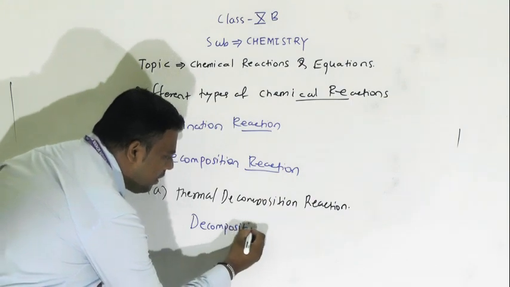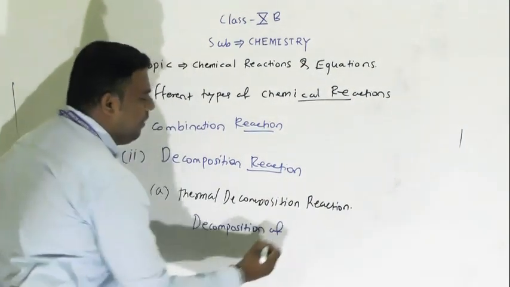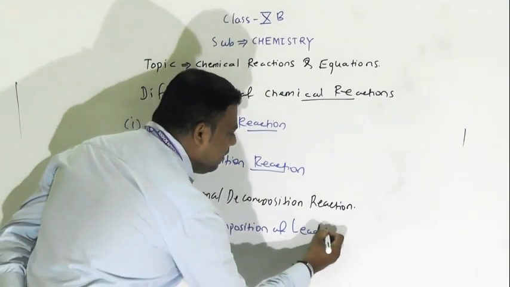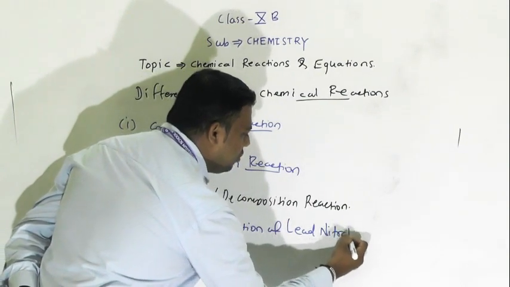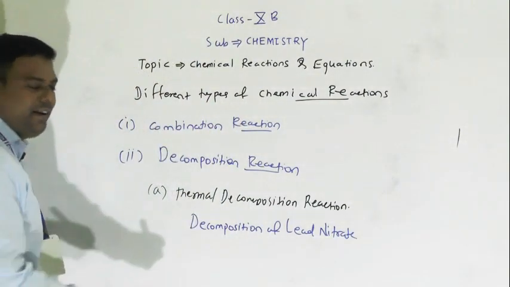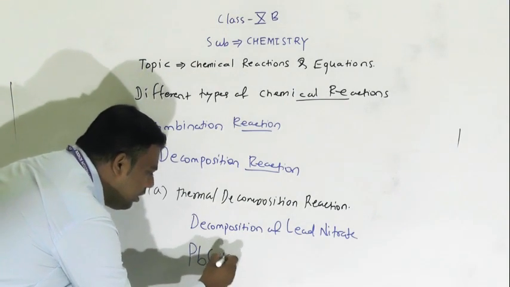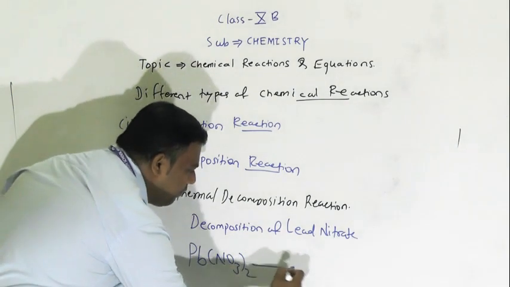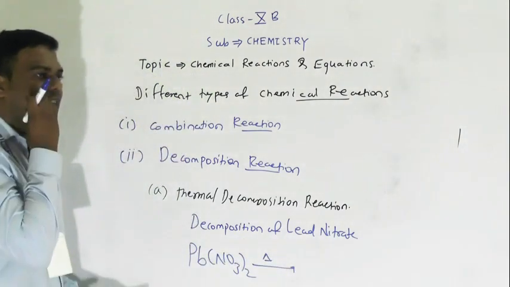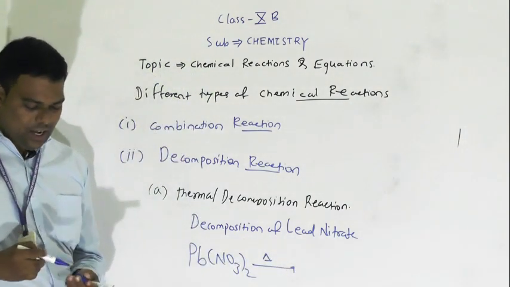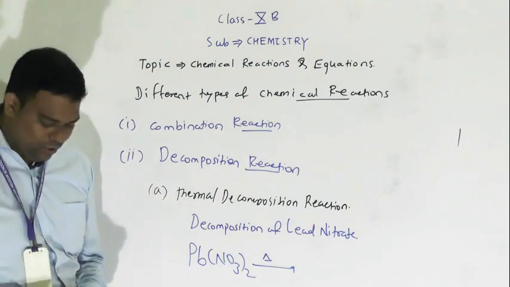Decomposition of lead nitrate. So see here, decomposition of lead nitrate. It is your lead nitrate, Pb(NO3)2. When you heat this, it gives lead oxide along with NO2 and O2 gases.